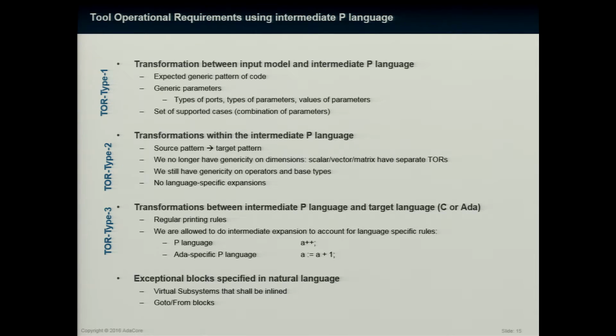So we get these high-level requirements that go between, and as I said, there are the transformations from the input model to the intermediate, and from the intermediate to itself, and then from the intermediate to the target language, which would be SPARK Ada or MISRA C probably. And we have high-level specifications for each of these. And then these get mapped.